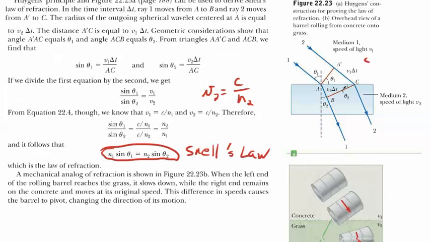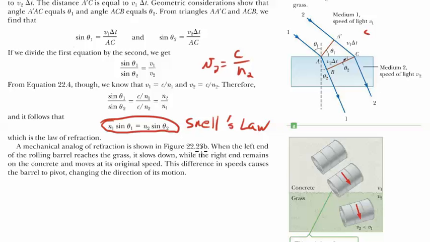The mechanical analog shown in figure 22.23b, they choose to use a barrel. I like to use a marching band concept, where the people on the right-hand side going into the grass first are slowed down, but the people on the concrete keep marching at a regular speed, causing the whole band to turn to the right.